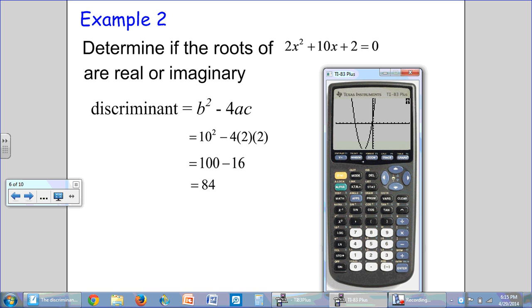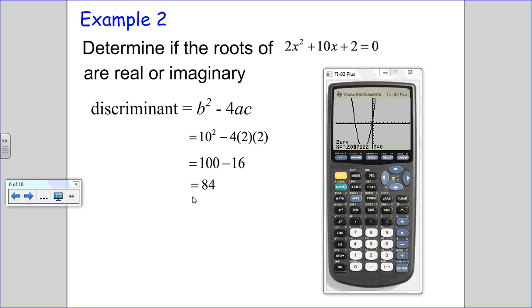If you go to second, trace, 0, the roots are also called the zeros. If you go to the left of the root you're looking for, press enter, and then go to the right of it, press enter and enter again. See, the root is like negative 0.20871122. That's the actual root. The discriminant just tells you that you're going to have two roots, and one of them is this number here.